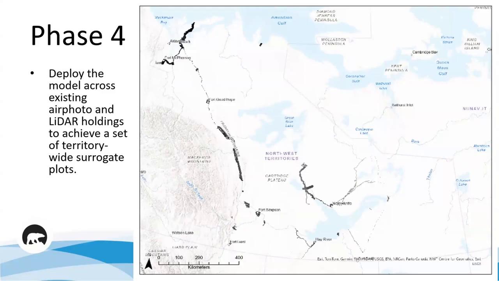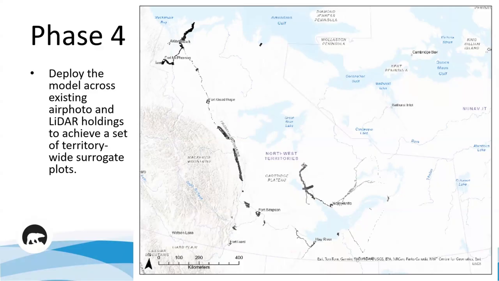Phase 4 is basically we're taking that model and we're going to be applying it across existing air photo and LiDAR holdings in the territory. The goal is to achieve a set of territory-wide surrogate plots across all these holdings. The image on the right shows current LiDAR holdings that are within GNWT's network. It's pretty limited, obviously, for the territory, but it certainly has better representation across the territory, north, south, east, west, but definitely nowhere near continuous. But in here, we're going to have a set of surrogate plots that'll help us with phase 5, the 5th phase.